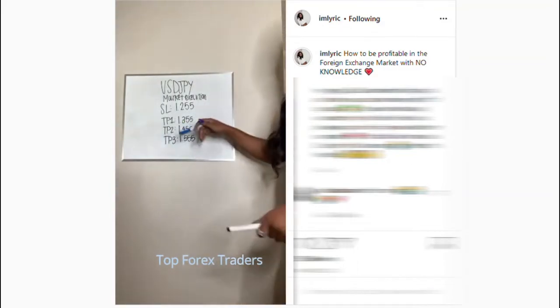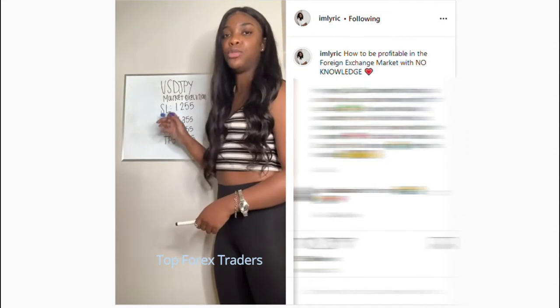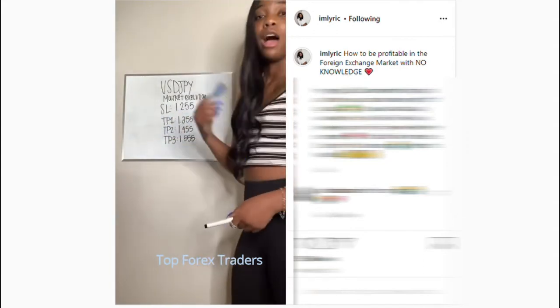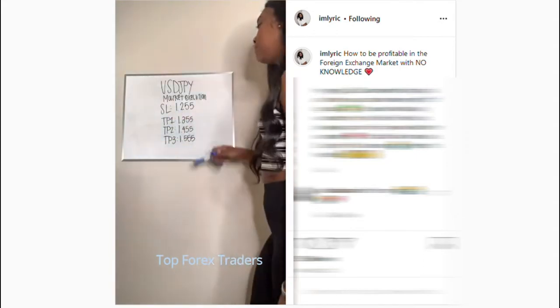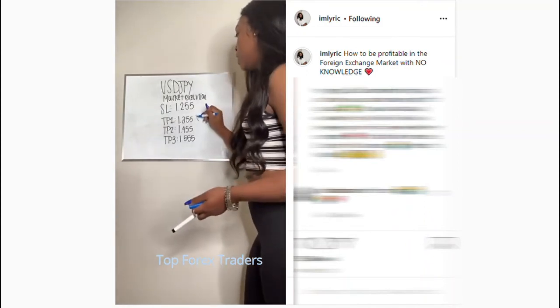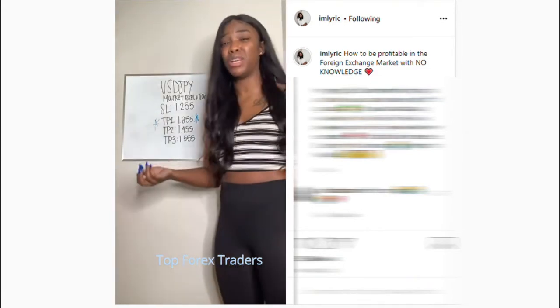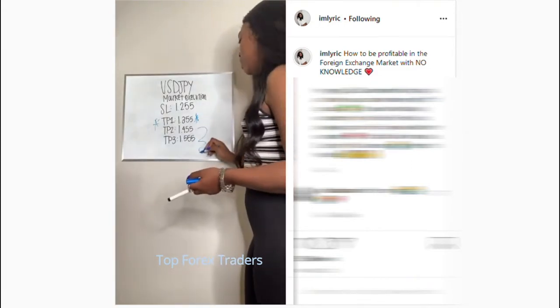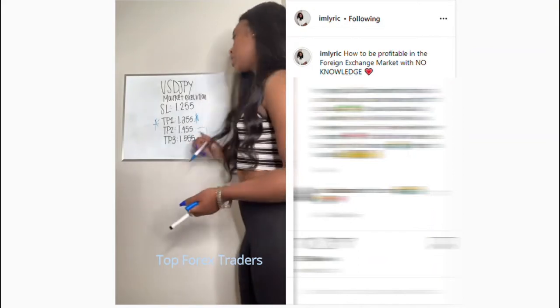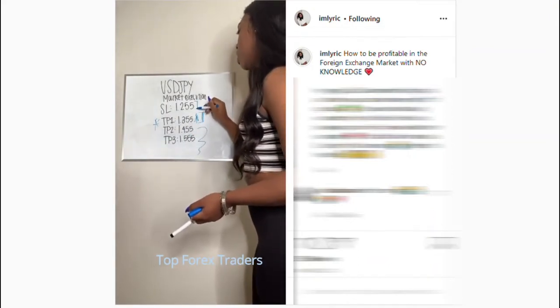These are your take profits. Take profits are the amount that you think the market is going to make you. I'll give an explanation of that as well. You have TP1, TP2, and TP3. As a beginner, you should always be going for TP1, because at this point you don't really know what you're doing, and TP2 and TP3 are higher risk. So we're going to stick with TP1.